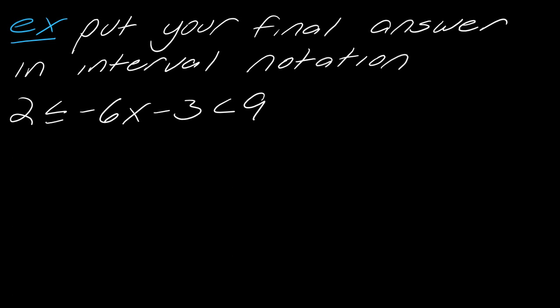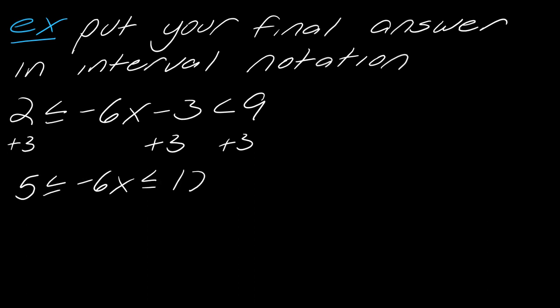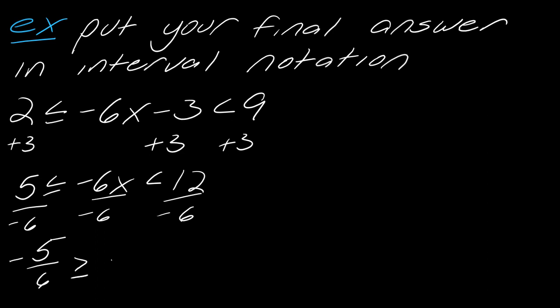Okay, so this is another 3-part inequality, so I'm going to add 3 to all sides, so I get 5 is less than or equal to -6x, which is less than 12, my bad. Divide all sides by -6. Now, notice we're dividing by a negative number, so what happens? All of your inequalities flip.